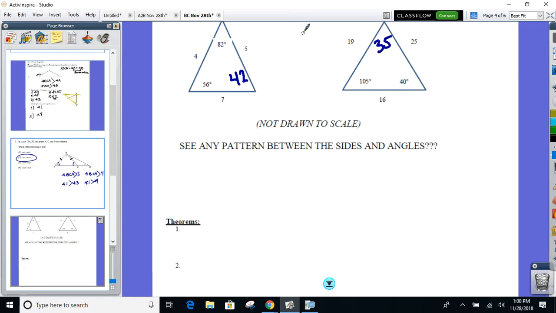The sides and the angles. It has nothing to do with multiply this by 2, subtract 5, and you get this. No, it has nothing to do with that. All right. Sides and angles.